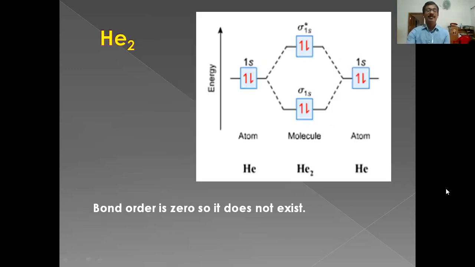Now the next one, He2. Helium has 2 electrons in its atomic orbital. So when 2 helium atoms combine, you will get a helium molecule.